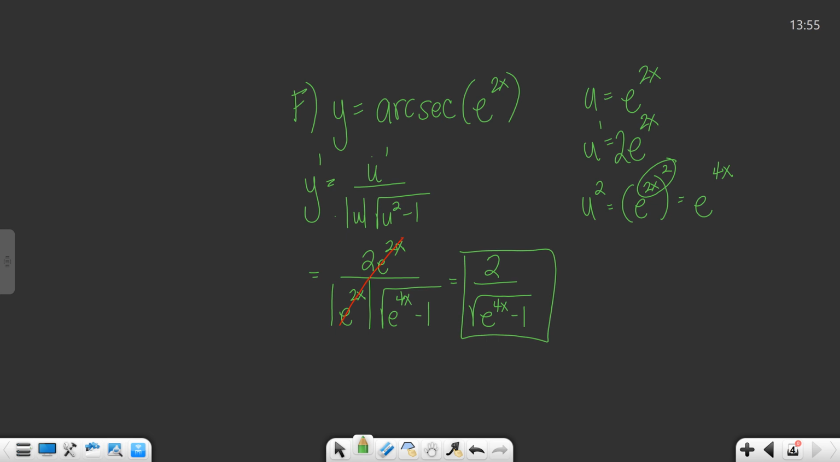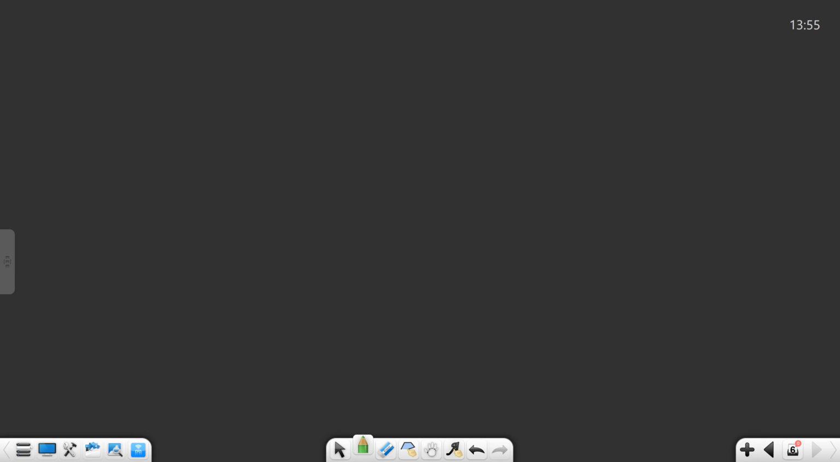Alright, and then let's do the next one. Here we go. Let's do G. Hold on, erase that. Y equals natural log of t squared plus 4, minus 1/2 arctan of t over 2. So we've got two separate functions, so we're going to have to do these derivatives two separate ways.